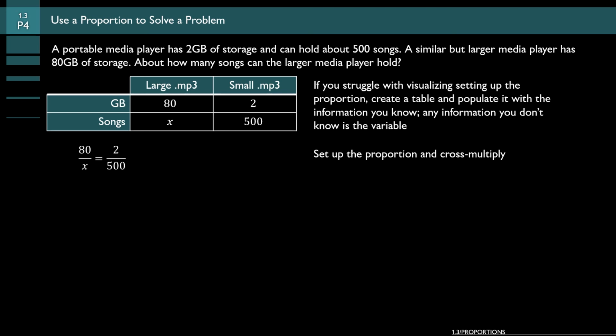Now, cross multiply. 80 times 500 is 40,000. 2 times x is 2x. Isolate your variable, divide by 2, x equals 20,000 songs.